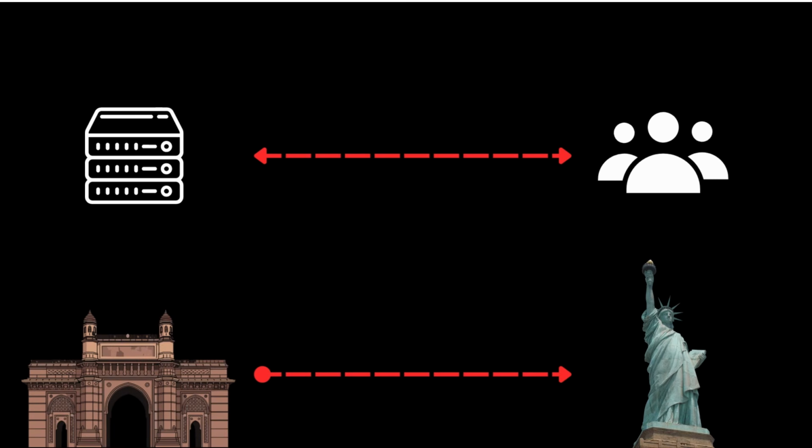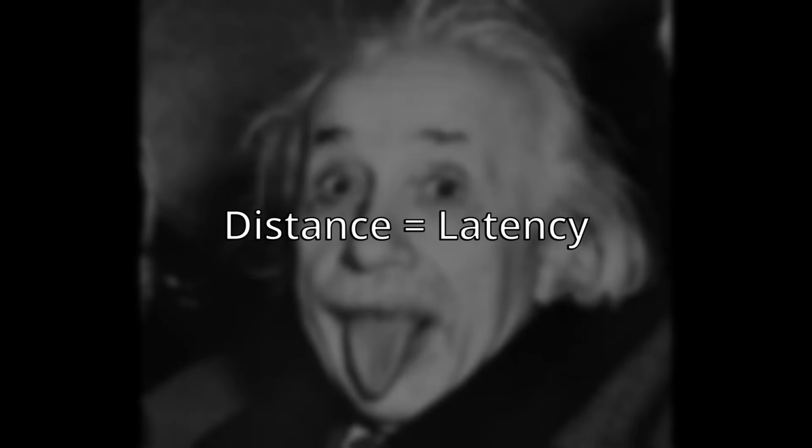Now let's talk about static content. Our server might be in Mumbai, but our users are in New York. Physics doesn't care how perfect our code is. Distance will always add latency.